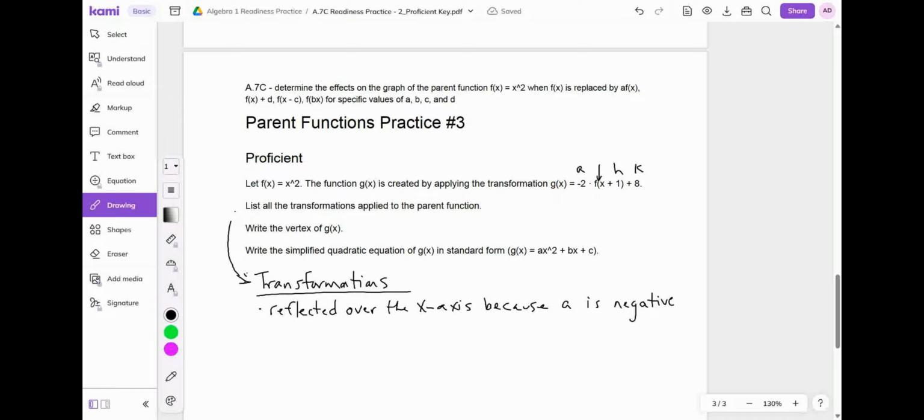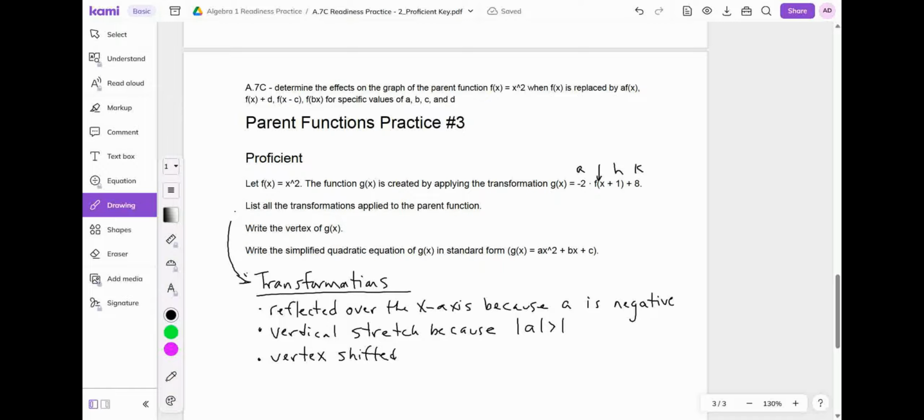All right, so we have a reflection. It's -2. Okay, so it is a vertical stretch. So it's going to end up being skinnier, because the absolute value of A is greater than 1, it's 2. Now we've got our H and our K. We can say vertex shifted.